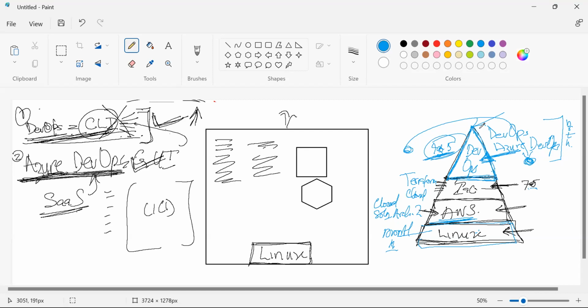And then the schedule I already shared with you. For Linux, it will be Mondays and Wednesdays.